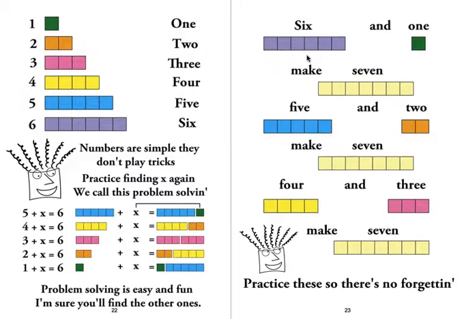Anyway, 6 and 1 make 7. 5 and 2 make 7. 4 and 3 make 7. Practice those so there's no forgetting. They should know these off the top. I mean, not even have to think about it. If I ask them what 4 and 3 is, they shouldn't have to think or pause or look at their fingers. And this book will help you make it that way if you read it to them over and over again.